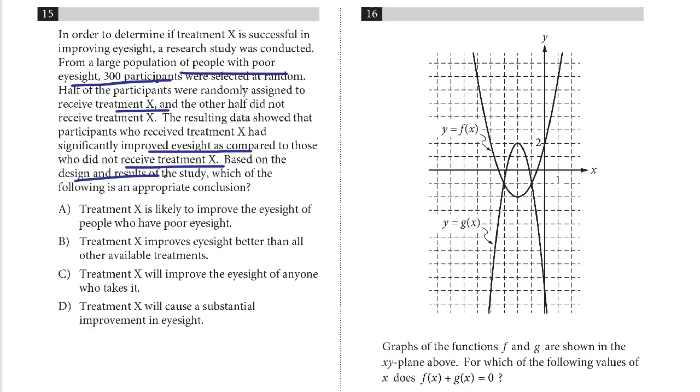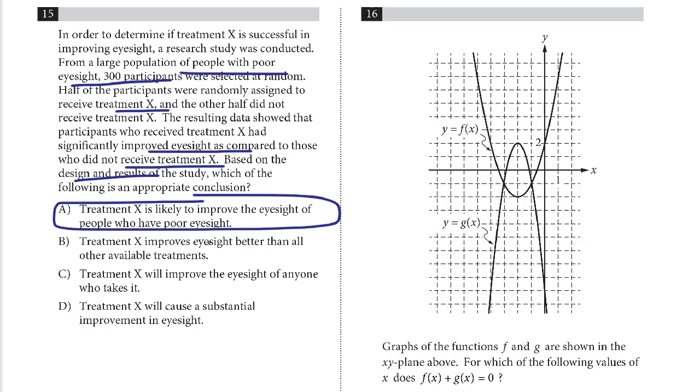So again, a lot of times these are common sense. We chose among poor eyesight people, and half of them who received the treatment showed better results than those who did not. So does that mean A, treatment X is likely to improve the eyesight of people who have poor eyesight? Yeah, that looks pretty good. I think that's going to be our answer. Right? That's exactly what we can conclude.